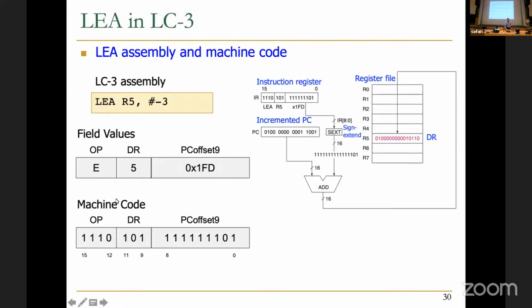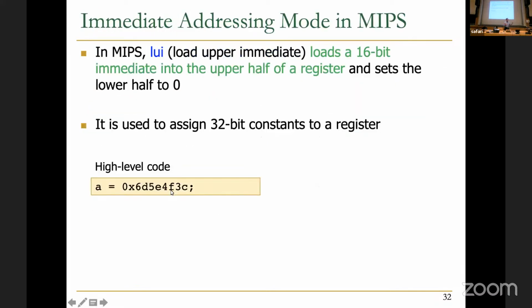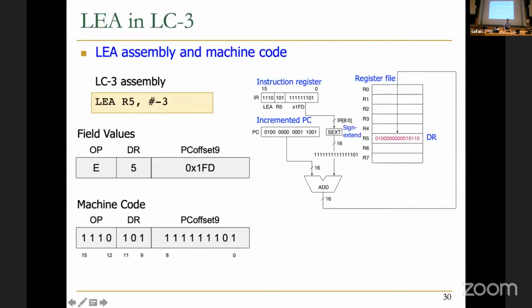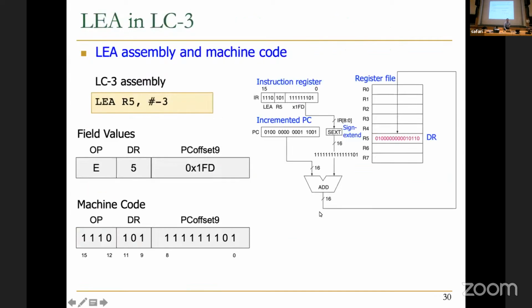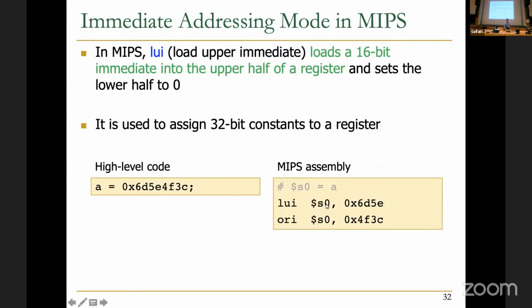So high-level code looks like this. A is equal to this blah, blah value, as you can see. This is the assembly instruction that constructs that value. You first set the upper 16 bits of the S0 register, to which variable A is assigned, to this value, 6D5E, using the LUI instruction, which we just specified. And then you OR that register with the bottom 16 bits that's specified by the high-level code.